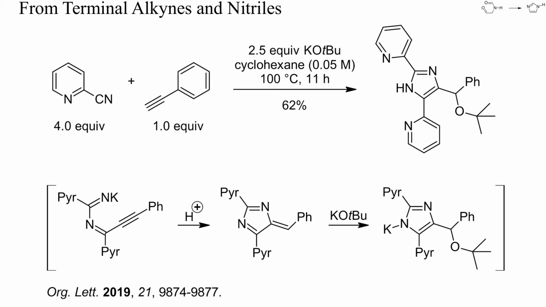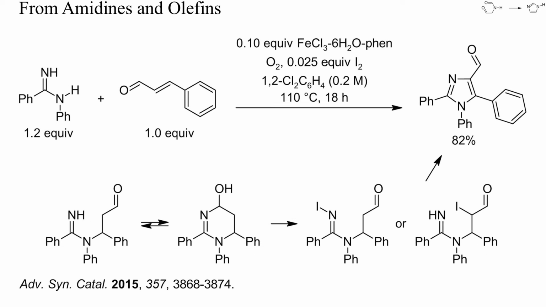In this example, an imidazole was again formed by intramolecular addition of an amidine to an alkyne. The required intermediate was generated by addition of a terminal alkyne to an excess of 2-cyanopyridine. The addition of amidines to electron-deficient olefins in the presence of oxidants can also yield imidazoles. 2 oxidations are required, one for the second CN bond formation and one for the final aromatization.